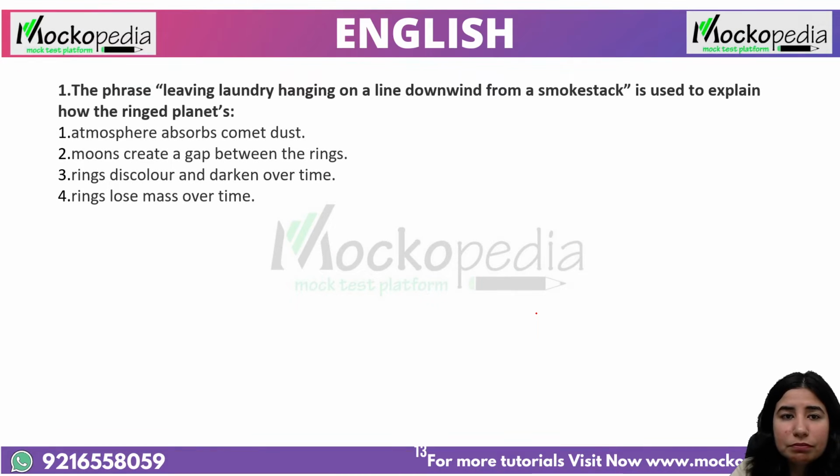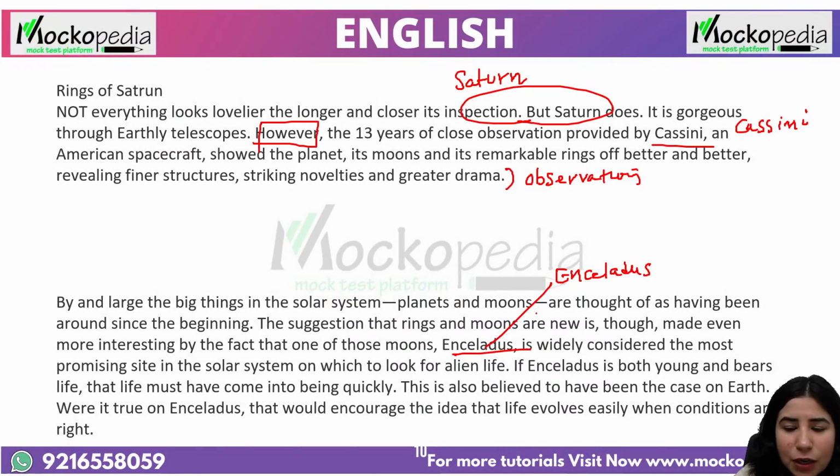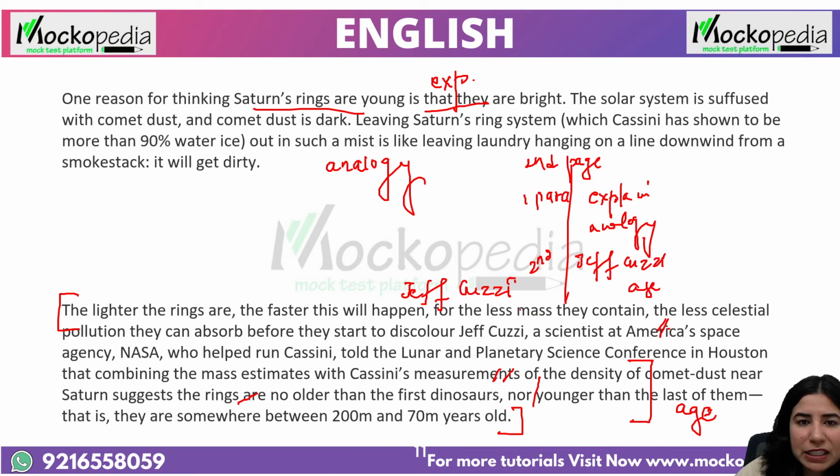So the phrase leaving laundry hanging on a line downward from the smokestack is used to explain. So, what we can do is we can go back, right? Nobody is stopping us to go back. So, we did talk about an analogy created, right? We specifically placed this information कि यहाँ पर analogy की बात हो रही है. So, you can read it. The solar system is suffused with comet dust, and comet dust is dark, leaving Saturn's ring system out in such a mist is like leaving laundry hanging on a line downward from a smokestack.